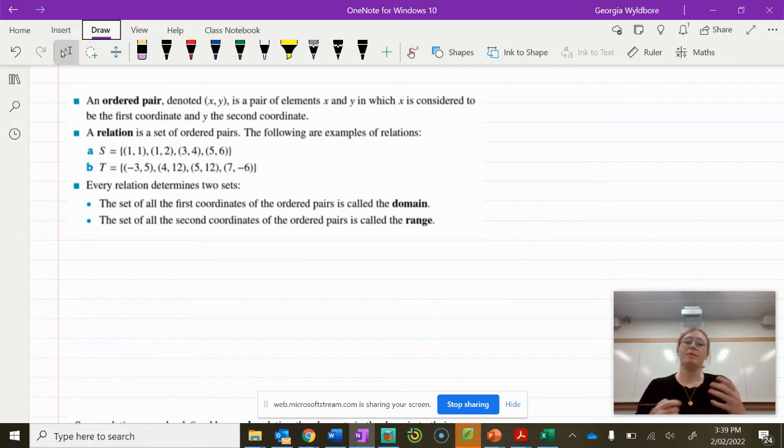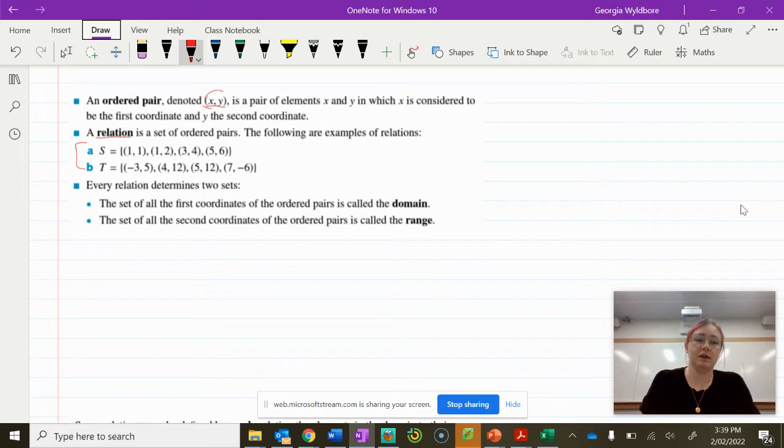So remember that when we list a coordinate, we end up with an ordered pair. We usually put that as (x, y) in our round brackets. That's just a pair of elements, x and y, but we usually use it to denote a location on a Cartesian plane. A relation is going to be a set of ordered pairs. So rather than just one ordered pair of x and y, we're going to have (x1, y1), (x2, y2), (x3, y3), and so on. So these two examples here, relation S and relation T, are sets of ordered pairs.